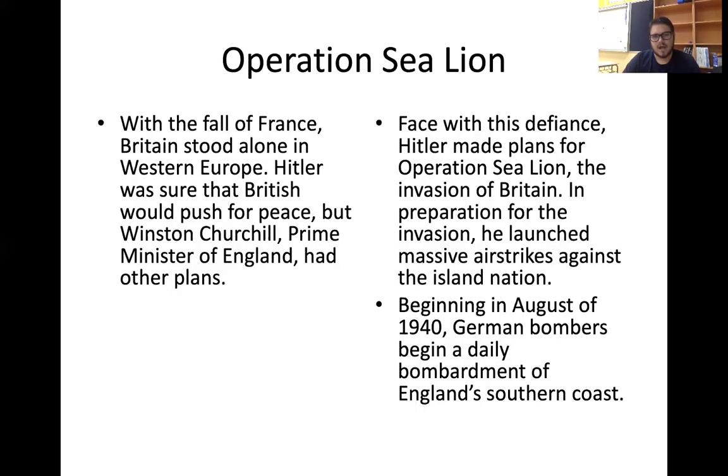So we're going to go ahead and move on to Operation Sea Lion. With the fall of France, Britain stood alone in Western Europe. Hitler was sure that Britain would push for peace, but Winston Churchill, Prime Minister of England, had other plans.